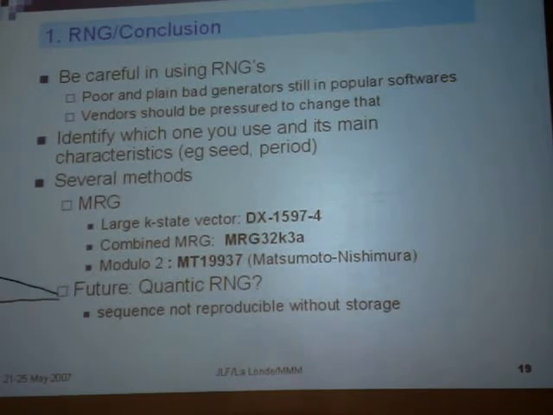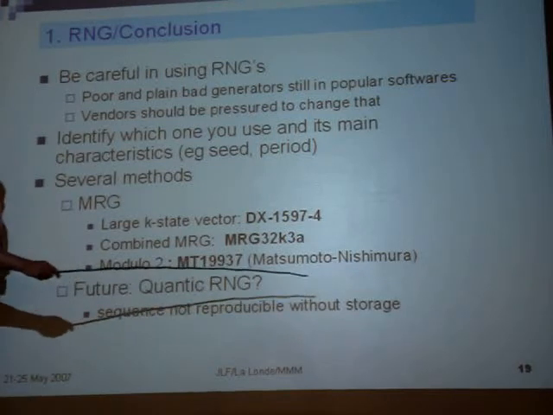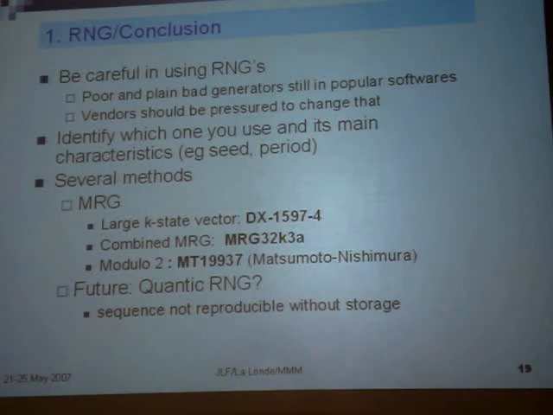And now for the future, some people say the future is in quantum random generators, a really true process to generate randomness. The problem with this is that you cannot reproduce a sequence without storage. So if you want to reproduce the complete computation, you have to store your whole sequence. It could be a very long sequence.